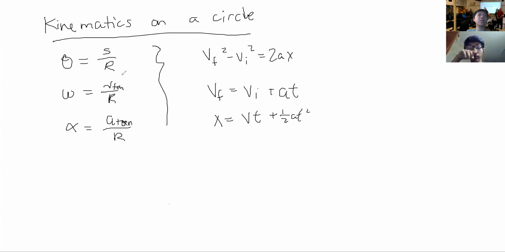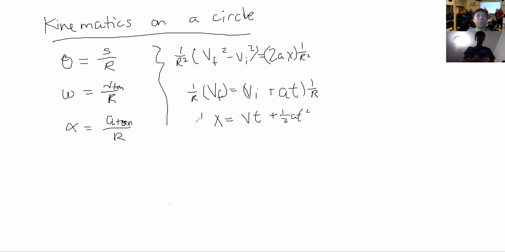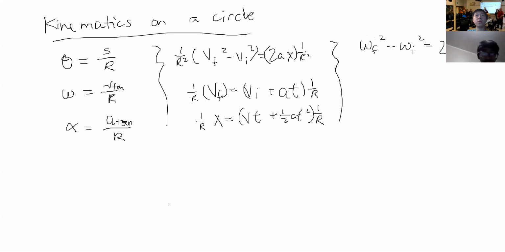And now, because we can just divide everything in here by r, or r squared, right? Like we can multiply this by 1 over r squared, and in here, we can multiply by 1 over r, and here we can also multiply by 1 over r. We get the circular kinematic equations, right, which are actually just the exact same. So omega final squared minus omega initial squared is equal to 2 alpha, since a over r is equal to alpha, and x over r is equal to theta, right? This would be delta theta.